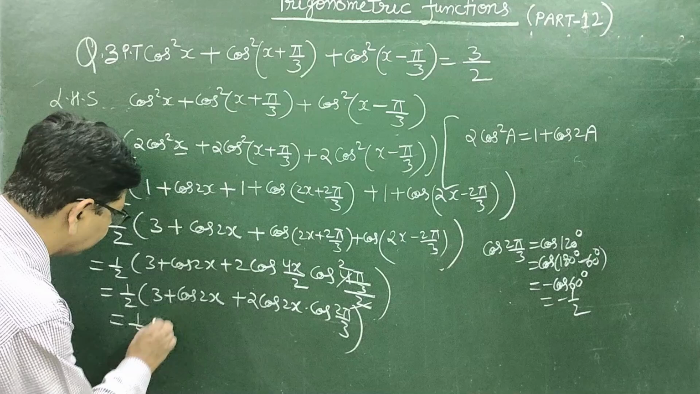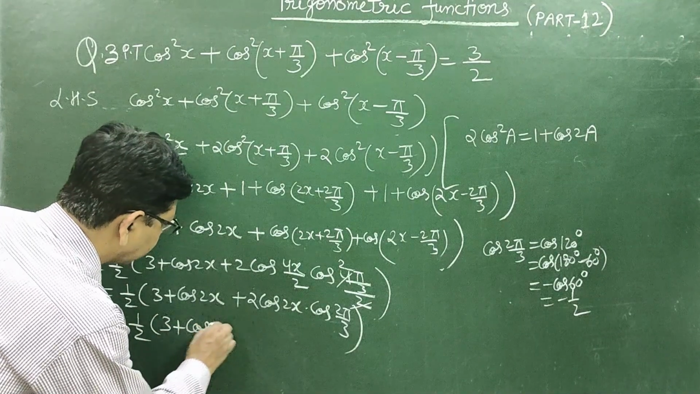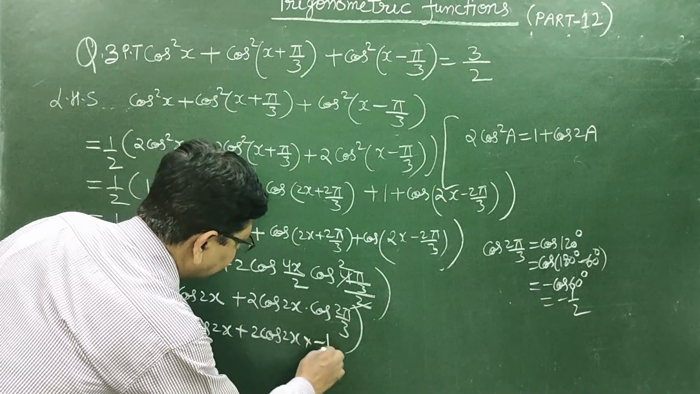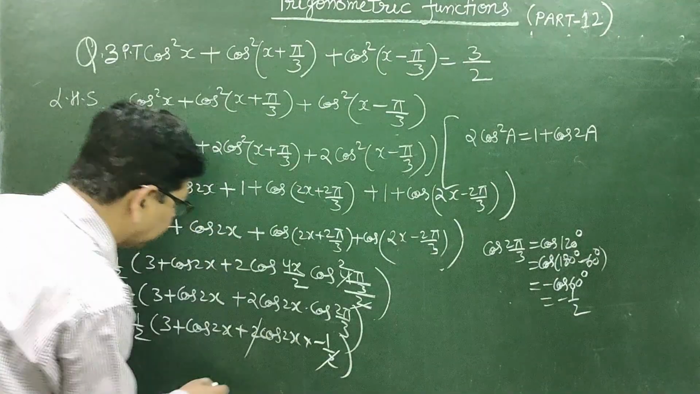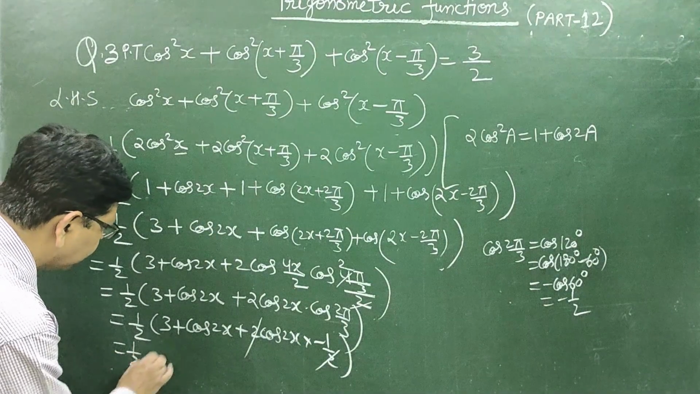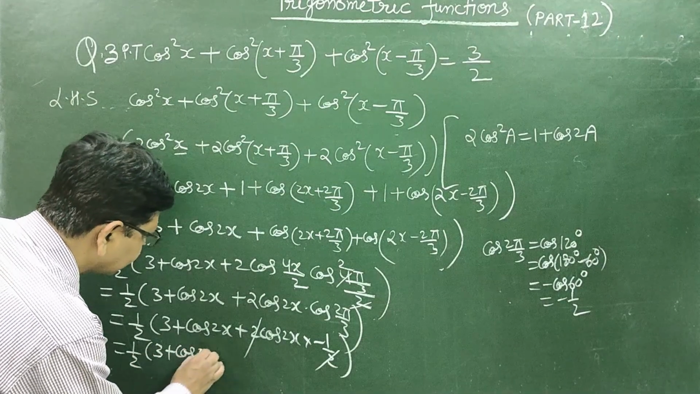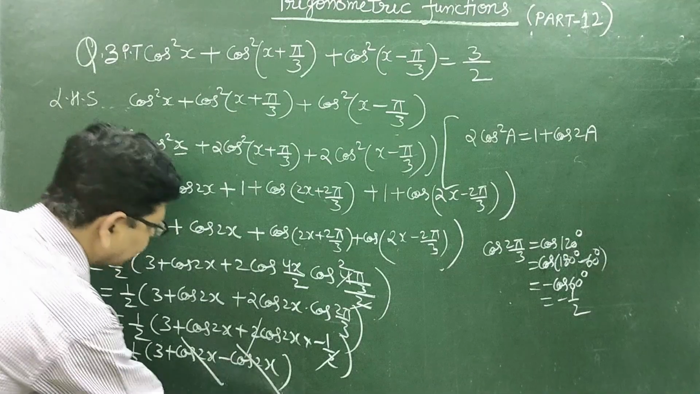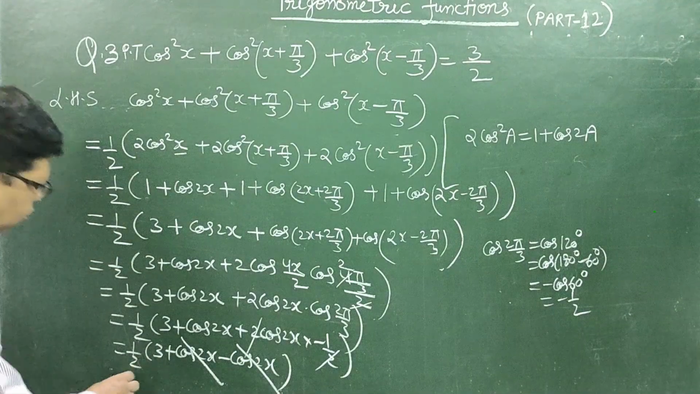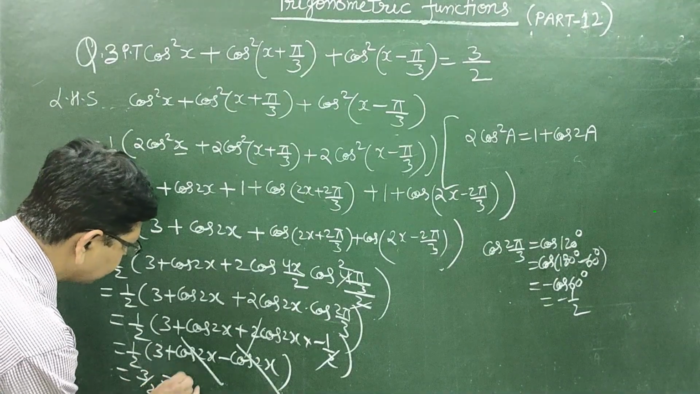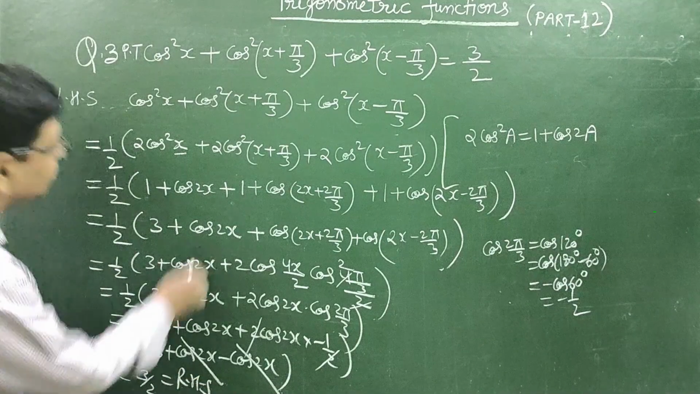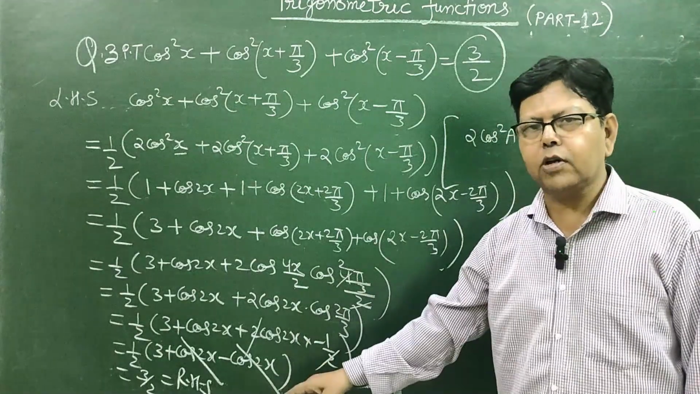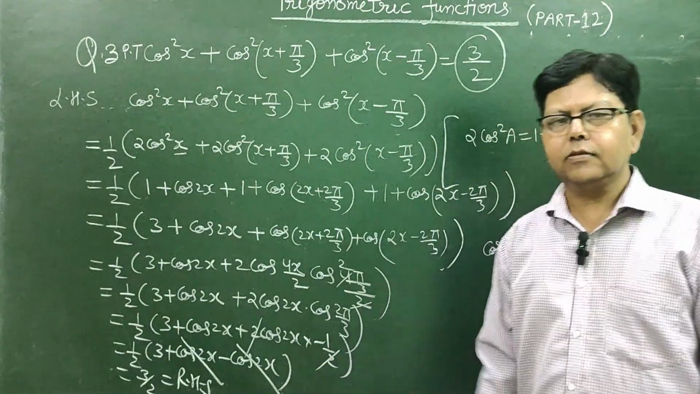So you can write this is equal to half (3 + cos 2x + 2 cos 2x into this value, which is minus 1 by 2). This 2 and 2 cancel. So half of (3 + cos 2x − cos 2x), and here cos 2x and cos 2x cancel. So you are left with 3 by 2, which is the right hand side, which was to be proved. Hence, the solution of the question is complete.